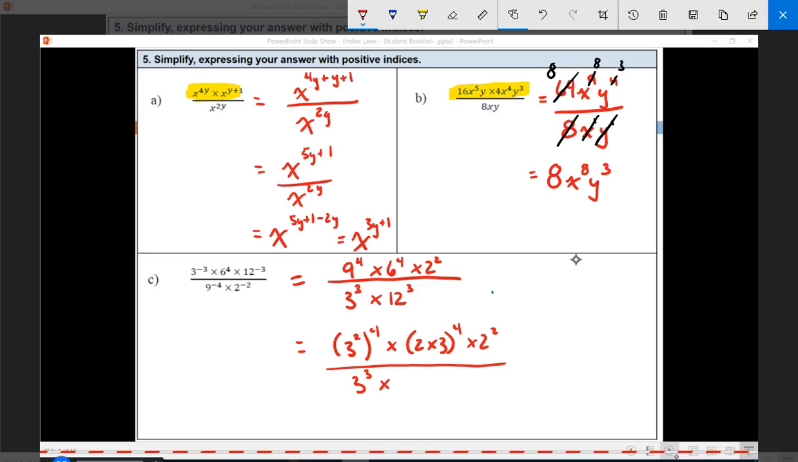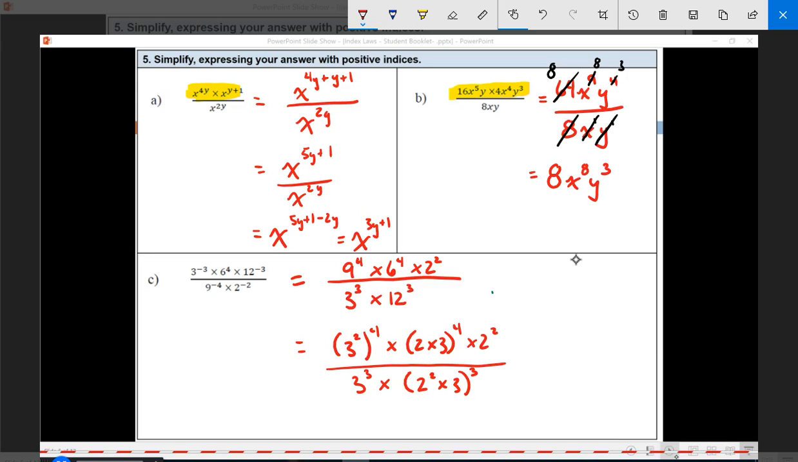I can rewrite 12 as 4 times 3. But I don't want 4, because I don't have a base 4, do I? 4 is 2 squared. So 12 is actually 2 squared times 3. And I've got to raise all that to the power of 3. Okay? Now, trust me, guys, this will simplify quite well without having to go to your calculator.